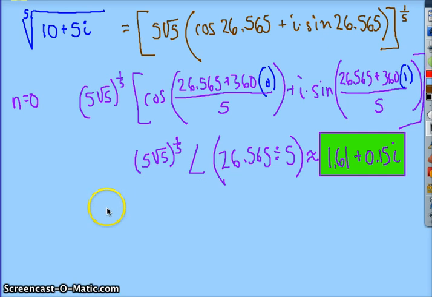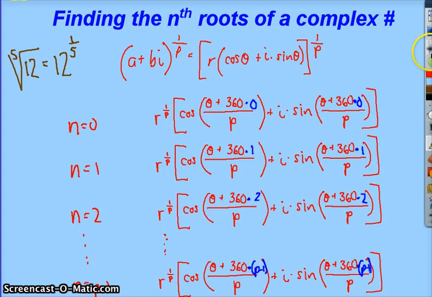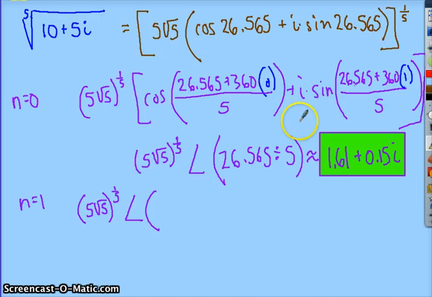All right. Now, to find what happens when n equals 1 and 2 and 3, this is nice and easy. Just use your calculator, right? The first part remains the same. 5 root 5 to the 1/5 power. My angle, again, let's go back to this. We mentioned it before. The only difference from n equals 0 to n equals 1, we are simply adding 360. So I'm going to take my angle here, my theta, just add 360.